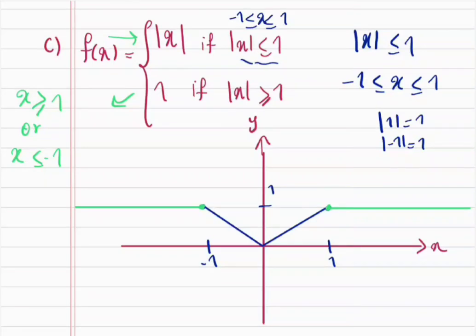Yeah, so this is the whole thing now. Both of the green lines and the blue lines, they form the graph of this function, which is f of x is equal to mod x or 1.